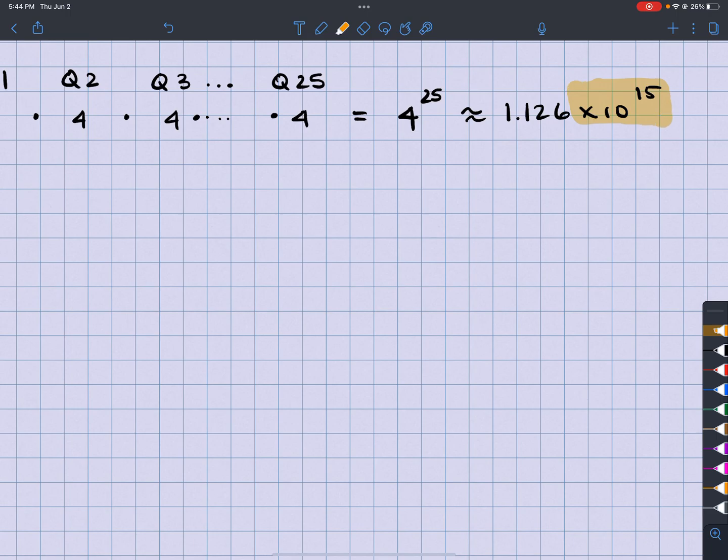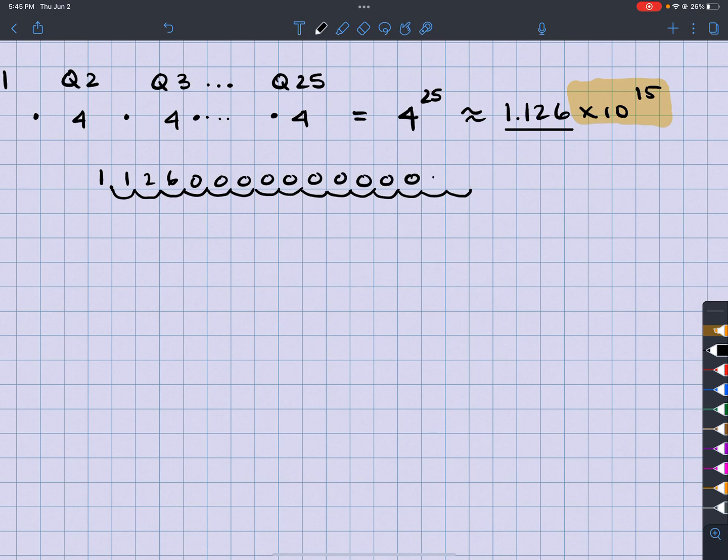This times 10 to the 15th means I need to take this first part of the number and move that decimal place 15 times in the positive direction, meaning to the right. If that number was negative, then I know it's going to be a really small number. So if I put down the 1.126, then I know I'm going to move the decimal place 1, 2, 3, 4, 5, 6, 7, 8, 9, 10, 11, 12, 13, 14, 15, which means all these zeros are in this place, which is kind of scary because then I still have to put commas in here, and there we go.